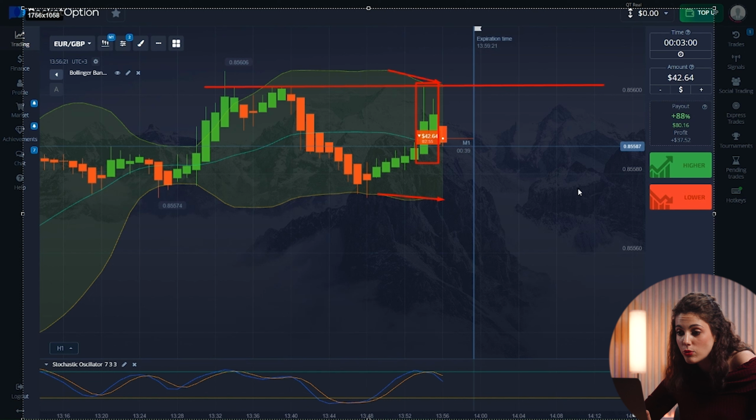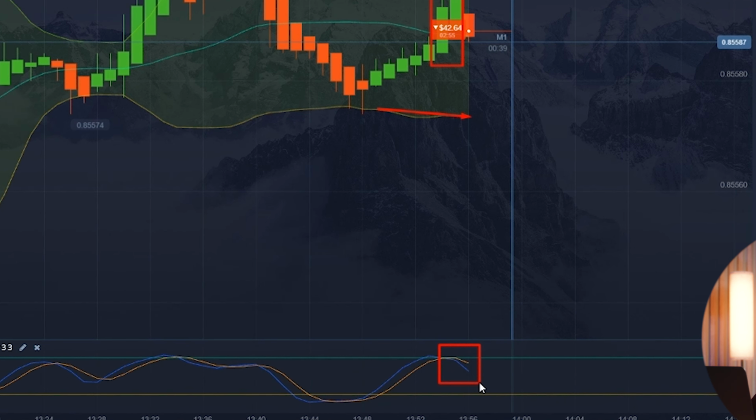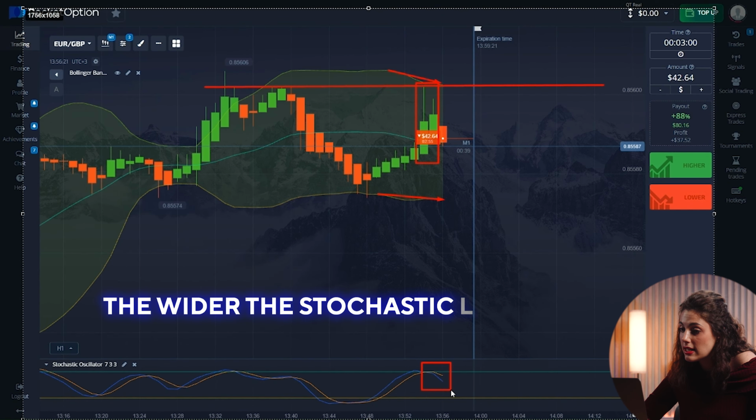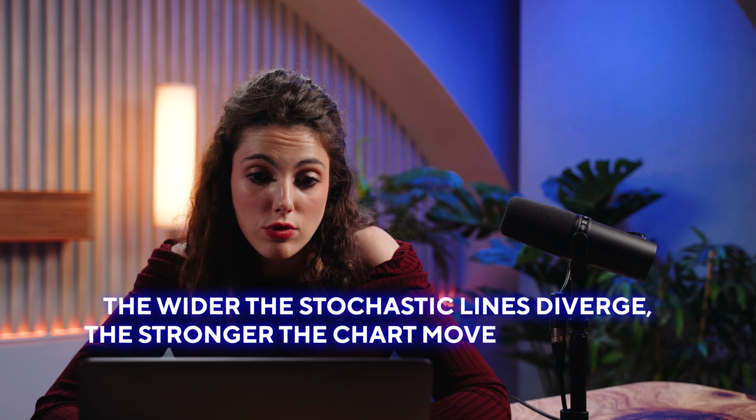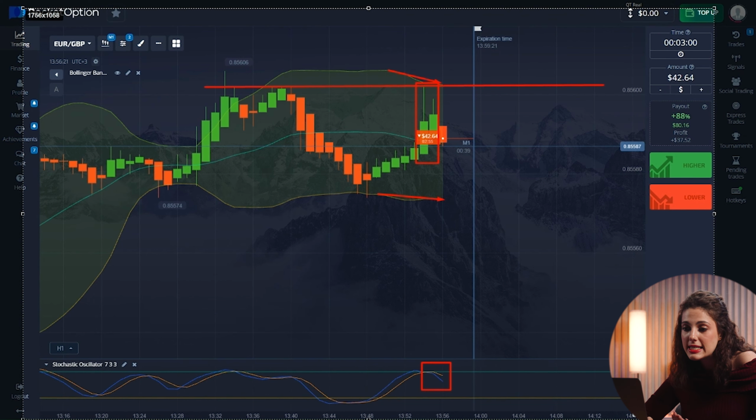Next, the candle on which I opened the trade is red with a long body, and the stochastic oscillator is leaving the overbought zone. By the way, the wider the stochastic lines diverge, the stronger the chart movement will be. Watch for this, it's also a good signal. In this case, I managed to catch a good entry point, just above the middle line of the Bollinger Bands channel, so we can assume the chart will go to the lower line.